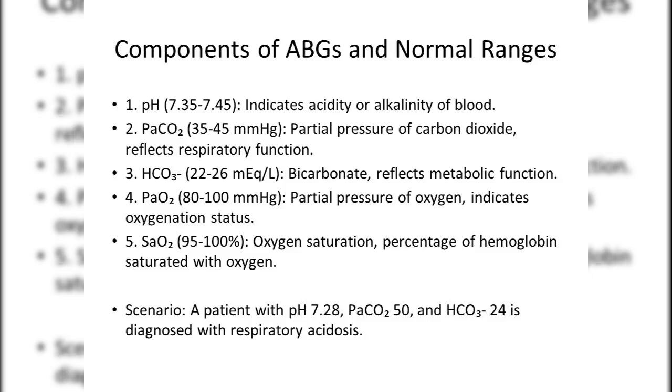Let's break down the components of ABGs and their normal ranges. pH indicates the acidity or alkalinity of blood. PaCO2 reflects respiratory function. HCO3 shows metabolic function. PaO2 measures oxygen levels, and SaO2 indicates oxygen saturation. Understanding these values is essential for accurate diagnosis.